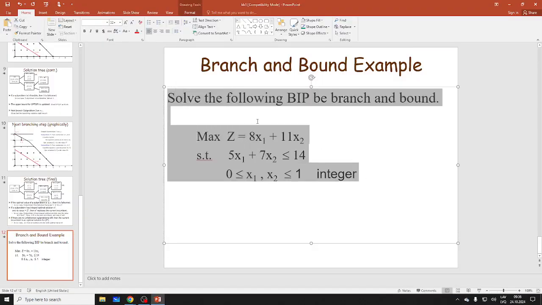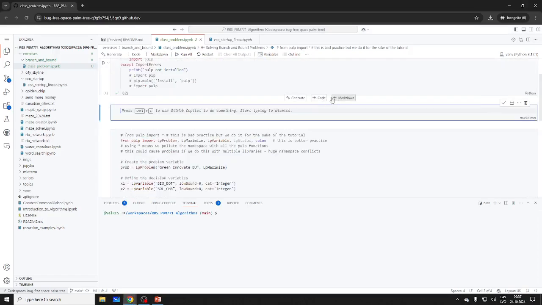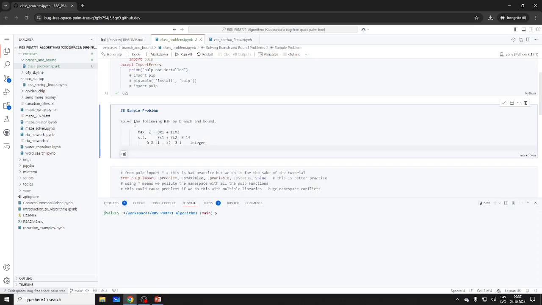Solve the following VIP with branch and bound, in Markdown, sample problem. Oh, it worked pretty well. Okay, it has some Unicode which it does not recognize. Let's see if we can fix it. This is less or equal. Yeah, less or equal. It looks like Unicode. I'll just use this.